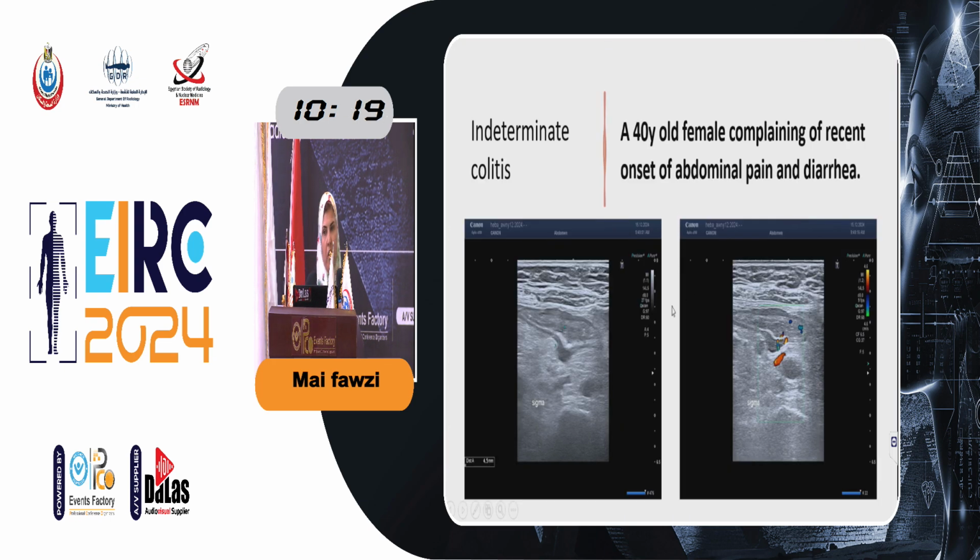This is a 40-year-old female patient complaining of abdominal pain and diarrhea. And if you can see here, this is her sigmoid colon, and it's markedly thickened. And I can see something here. What is this? This is transmural ulceration with the beginning of an inflammatory mass. Of course, she had increased color Doppler signal.